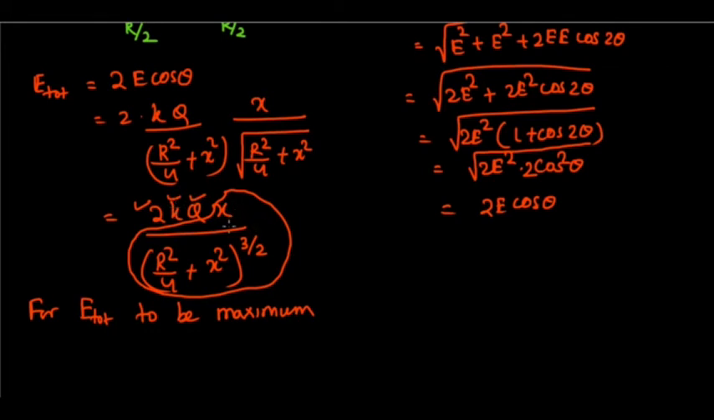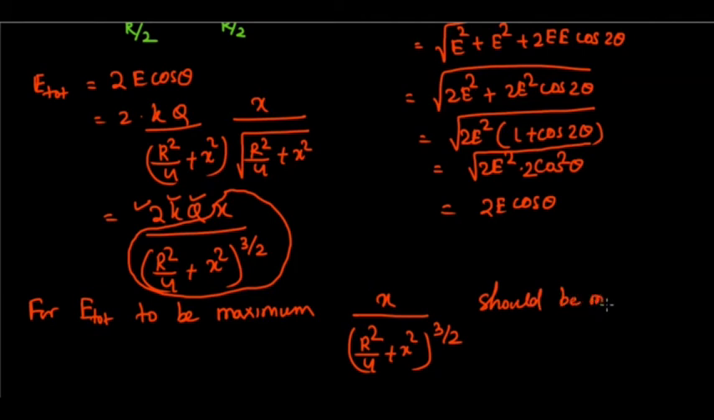So this quantity, x divided by (r²/4 + x²) to the power 3/2, is variable, because it contains the variable x. So if this value is maximum, then the total electric field will be maximum, and hence the electrostatic force will be maximum. So remember that for E total to be maximum, this quantity should be maximum, and this quantity is a function of x.